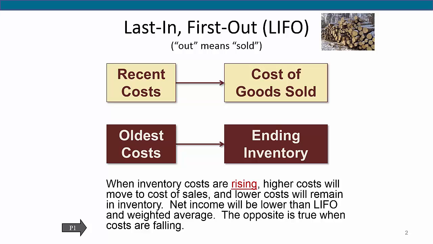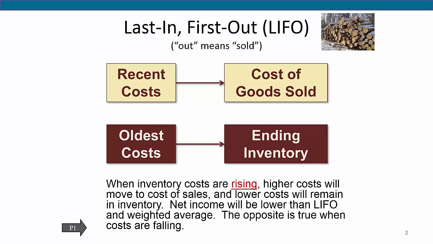This leaves the cost from the earliest purchases in ending inventory. In a period of rising prices, LIFO also results in lower net income than do the other methods, so it's a great candidate for companies who want to achieve tax savings. However, from a practical standpoint, it is challenging to implement, and once adopted for tax purposes, must also be used for financial statement purposes. And as a side note, LIFO is not currently allowed by international financial reporting standards.